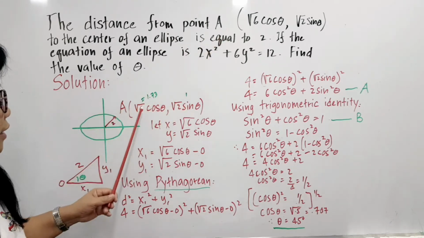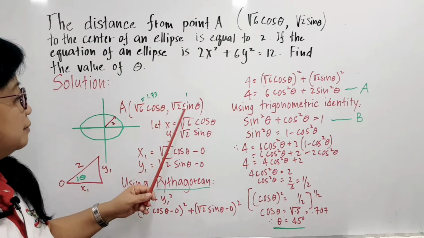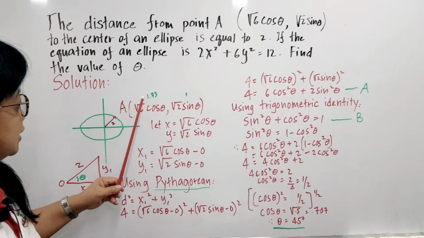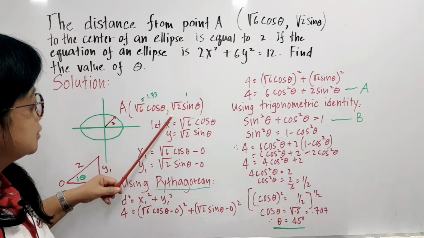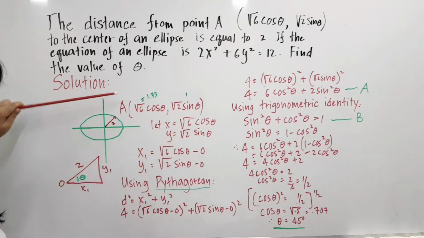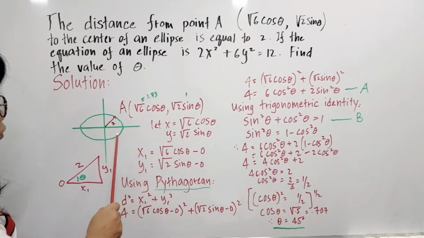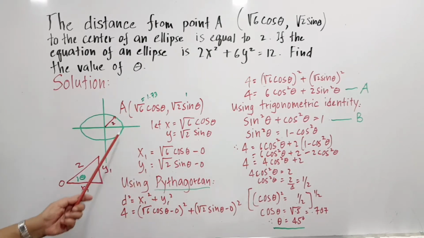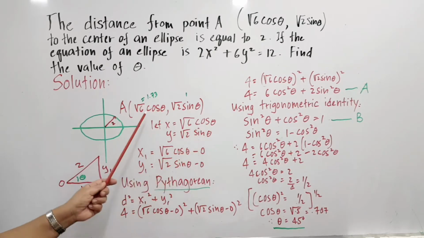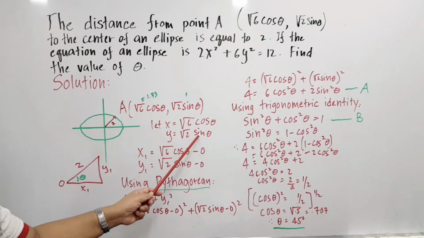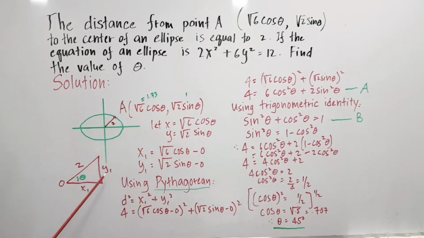ang A dito, square root of 6 cosine theta, square root of 2, means this one, the x, the first one is x, who represents as the x, and the second one is the y. The x and the y, okay? Now, if we will let x is equal to square root of 6 cosine theta and y, which is equal to square root of 2 sine theta. Therefore, we can solve, because here, see, pwede tayo makaform ng right triangle.